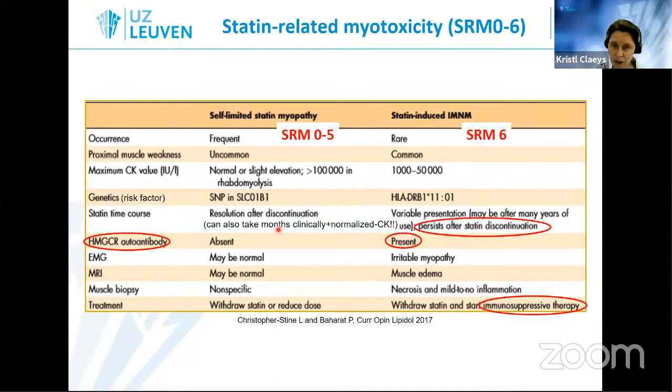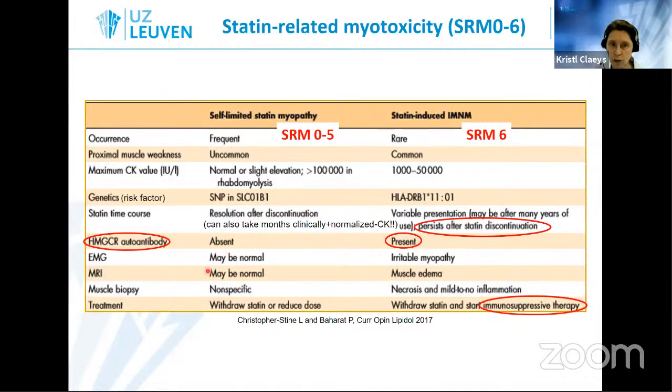As for the time course, the self-limiting forms, SRM 0 to 5, will resolve after discontinuation of the statin. But it's important to keep in mind that it can take several months before there is clinical resolution, and also before the CKs are completely normalized. In the autoimmune myopathy, stopping the statin alone will not be enough to treat the disease. The disease will continue even after stopping the statin, so it's not self-limiting. The HMGCR antibody will be absent in SRM 0 to 5, but will be present in SRM 6.